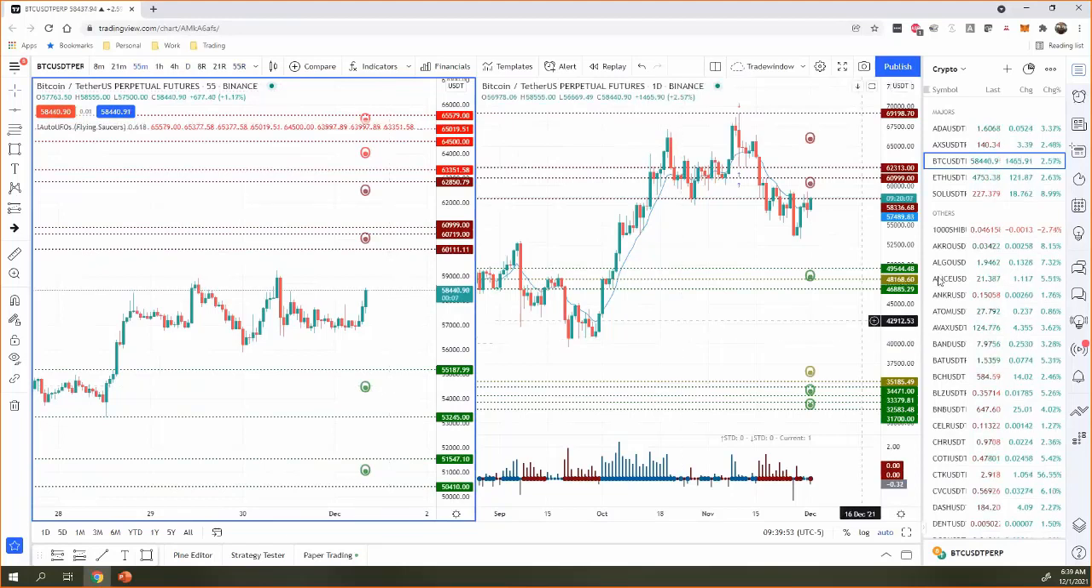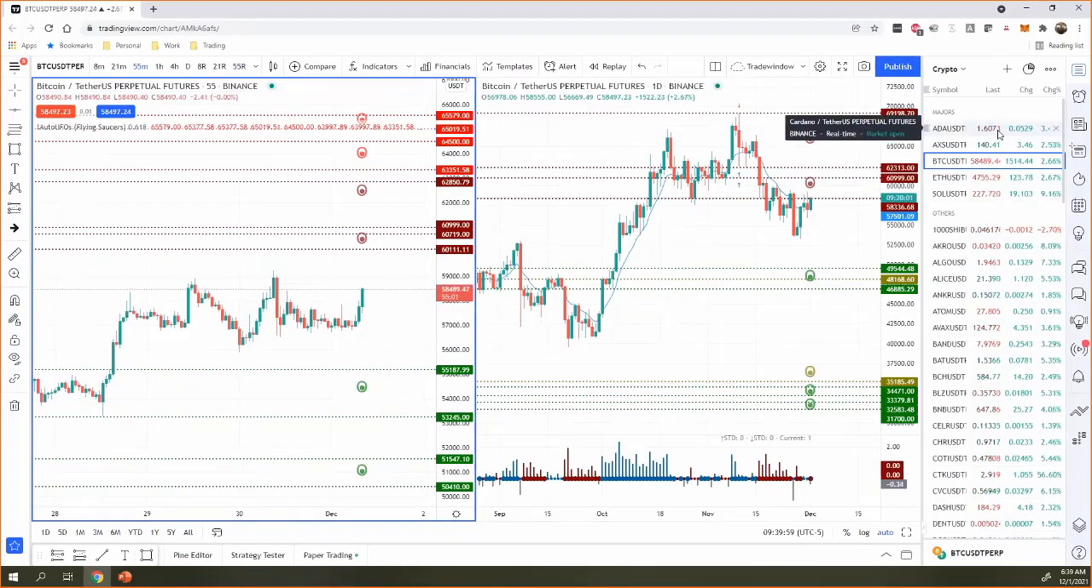Especially with crypto, I would say the ranges just don't seem to be as clean as if you were to use them with Forex.